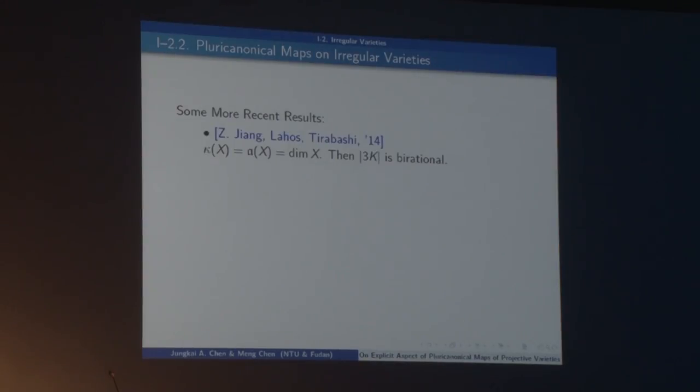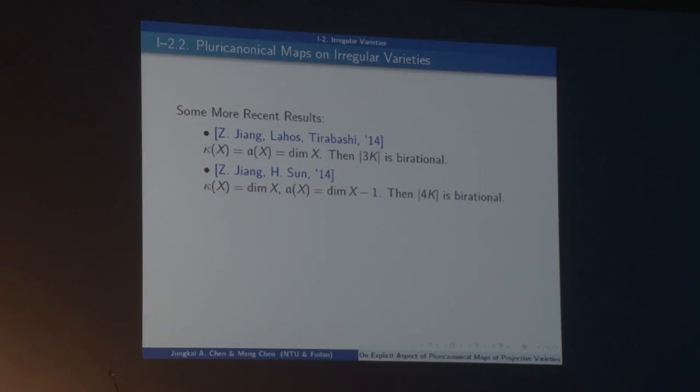And there are some improvements along this direction. One is by Jiang, Lahoz, and Tirabassi in the year 2014. Without assuming the characteristic to be positive, they can show that for varieties of maximal Albanese dimension, 3K is birational.